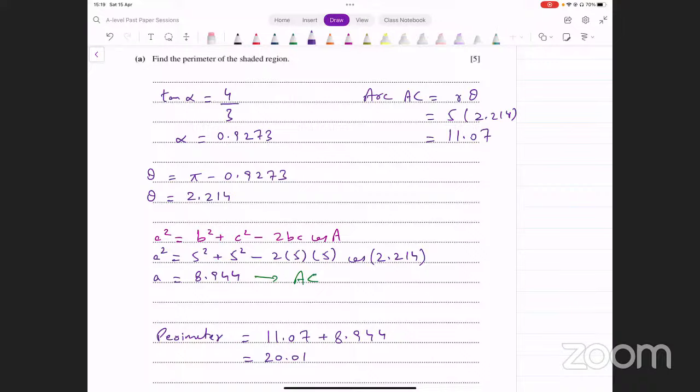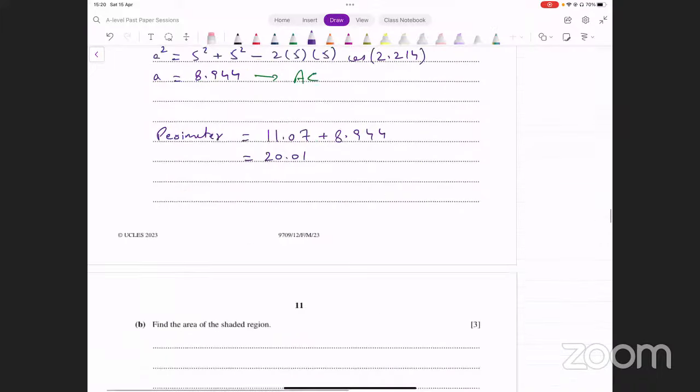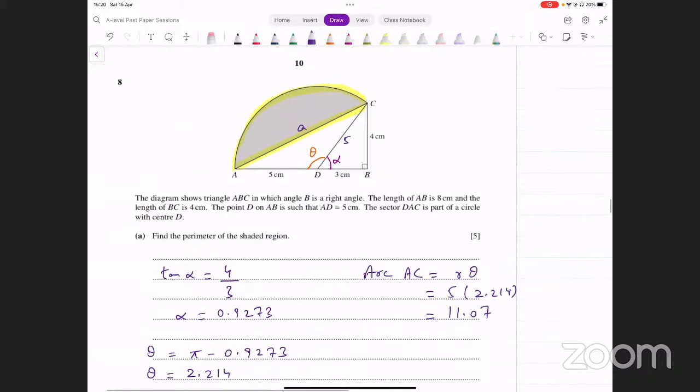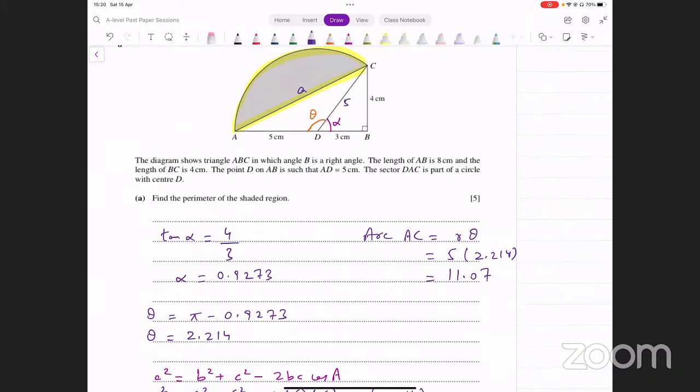Okay, so that was the first part here. Let's look at the next one now. In the next part, it says find the area of the shaded region. A very common error here is that people assume it's a semicircle. Well, it's not. It's a segment. See, the center is at D. It would be a semicircle if the center lay on this line and this was the diameter. It's not a semicircle. It's a segment.